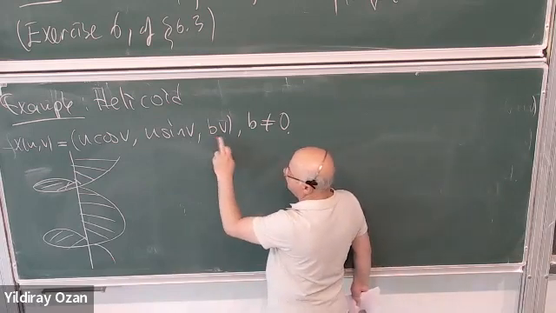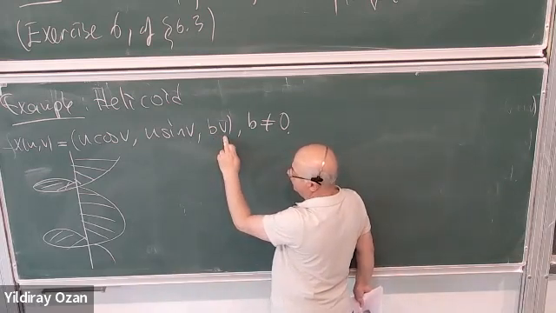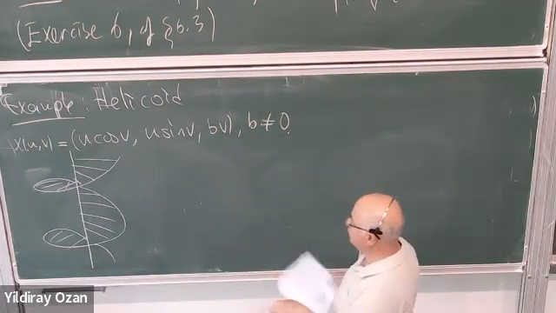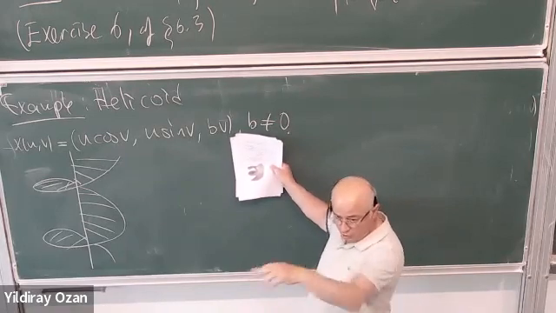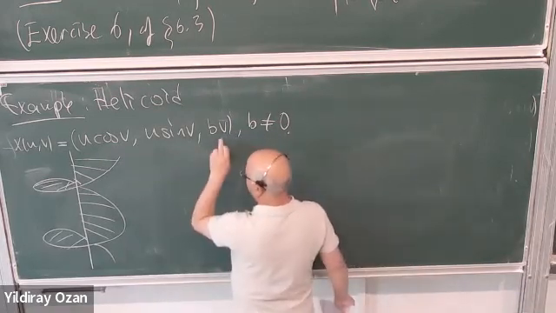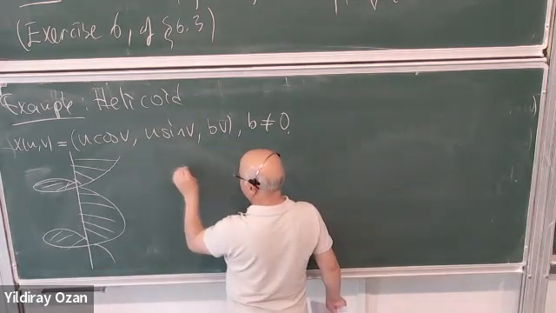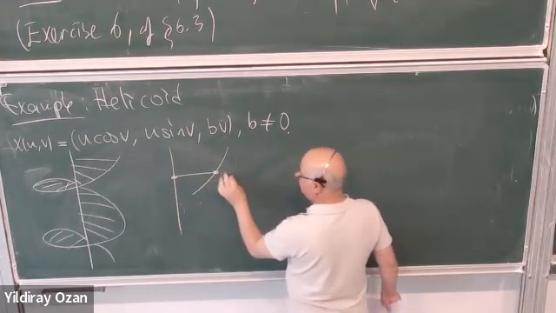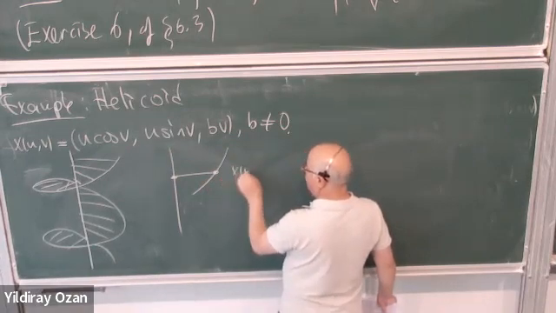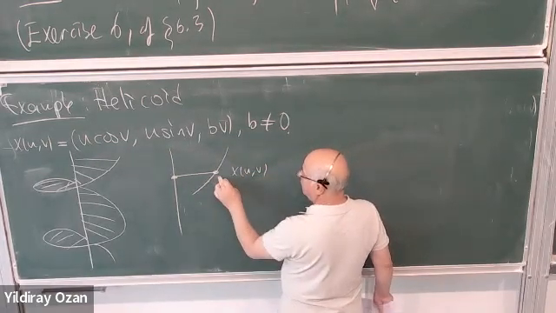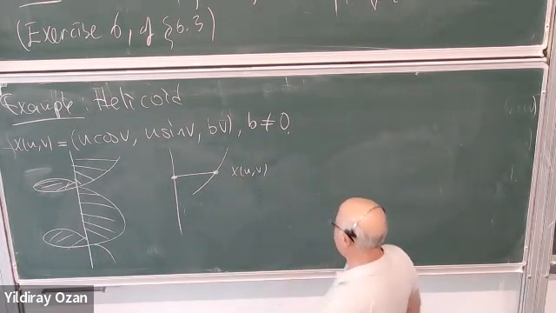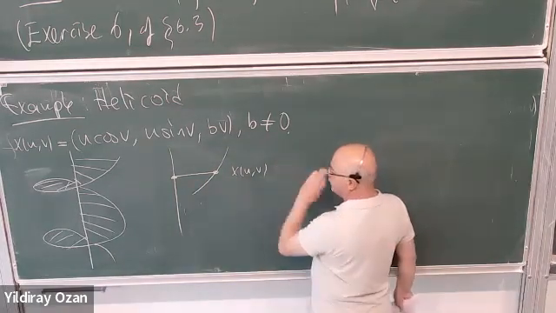You see here, when v is fixed and you just change u, you move in the xy direction, right? The z coordinate doesn't change, you just move in the xy direction. So you get a line segment joining this point here. This is the point x of u, v, let's say. And it goes till infinity actually.